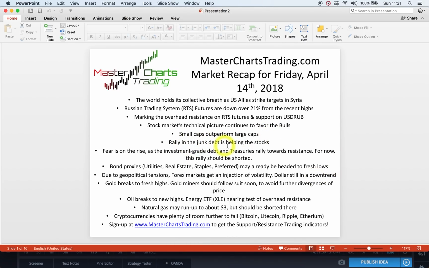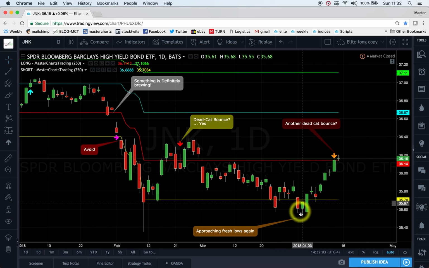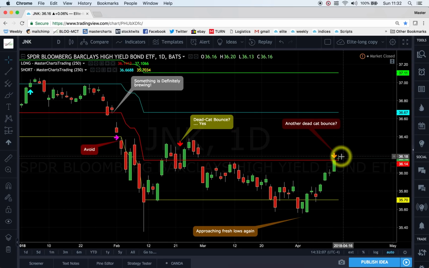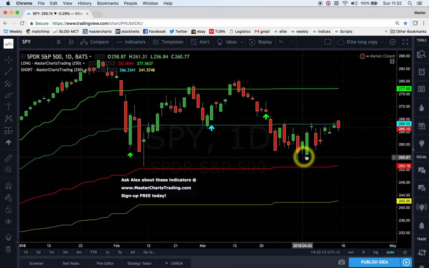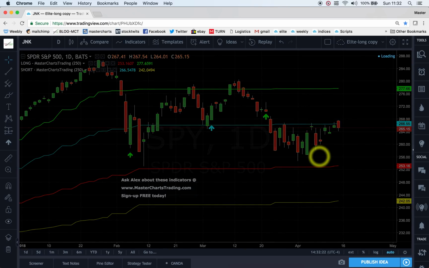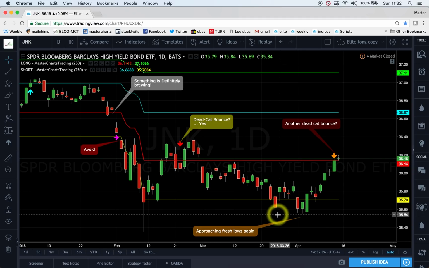Alright, so rallying junk bonds is helping stocks. Yes, because notice that we had a rally from the beginning of April up until the middle of April, and stocks also rallied from the beginning of April to the middle of April, which is now. So they do correlate quite well with one another.